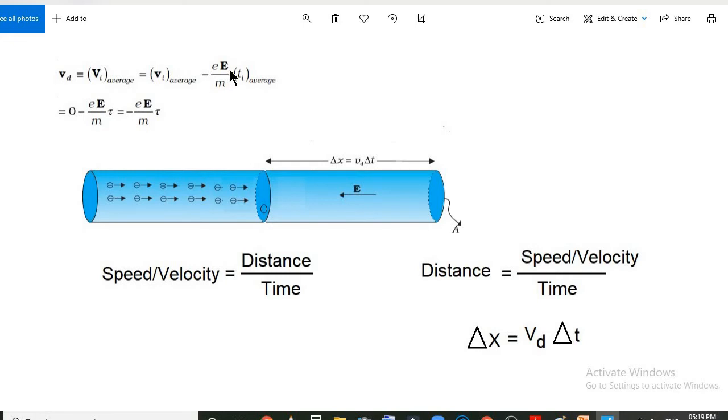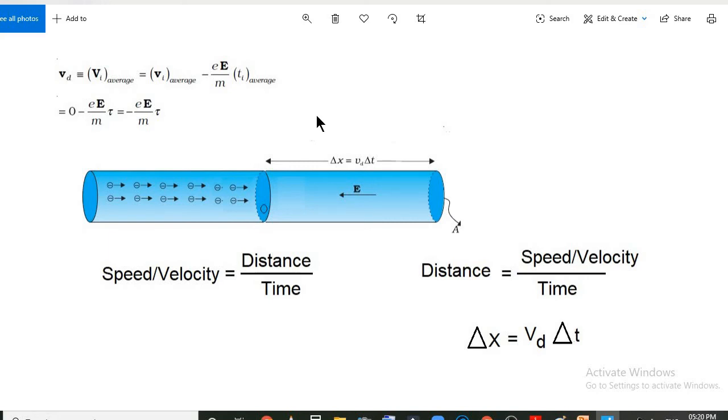And the electric field also is common in this situation, because we may assume that we are discussing a uniform electric field. So E is also constant. All these terms can be taken outside, and for averaging it we need to average only the time. This average time is represented by the symbol tau. Thus the average of this will get 0 minus eE divided by m into tau. That means minus eE divided by m into tau. That is the equation for drift velocity.